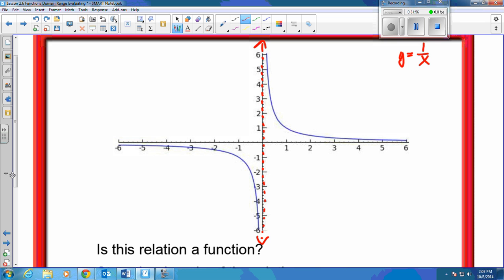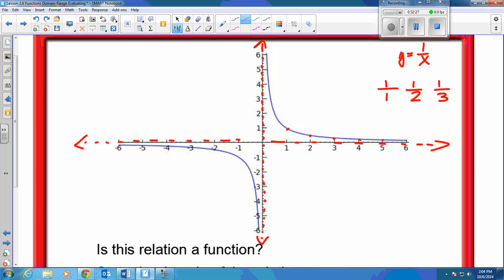Now, as my x's get really close to 0, I have like 1 divided by 1, 1 divided by 2, 1 divided by 3. What's happening to my y values? They're getting really small. So here's 1 divided by 1, 1 divided by 2, 1 divided by 3, 1 divided by 4. They're getting so small they get close to what? 0. Will they ever touch 0? I can never divide 1 by anything and get 0. So there's also an asymptote that runs along here as well.